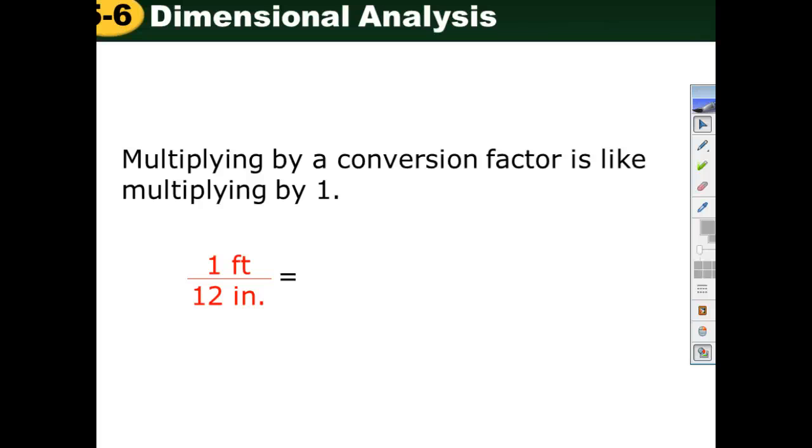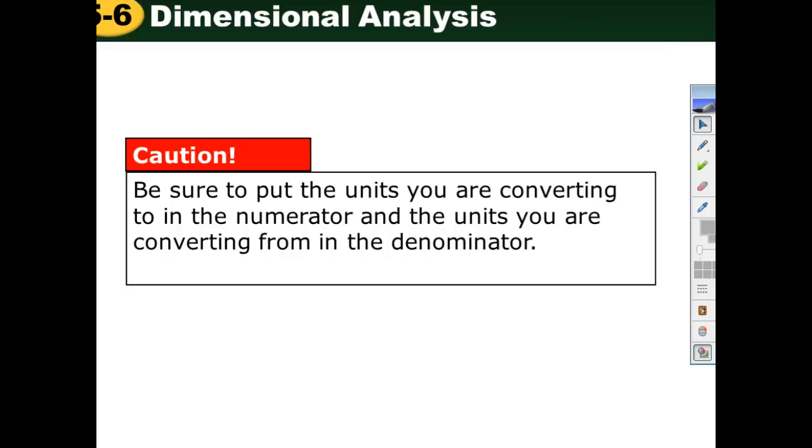So whenever we are using a conversion factor, it's like we are converting by one. We are multiplying by one. So 1 foot is equal to 12 inches is actually 12 inches over 12 inches, or one. That's what this means. All right, so one technique, so as not to get confused with dimensional analysis, is that you want to put the units you are converting to in the numerator and the units you are converting from in the denominator. When we do some examples, you'll see what I'm talking about.